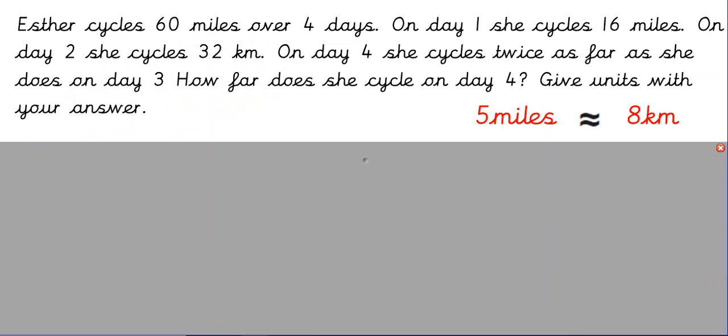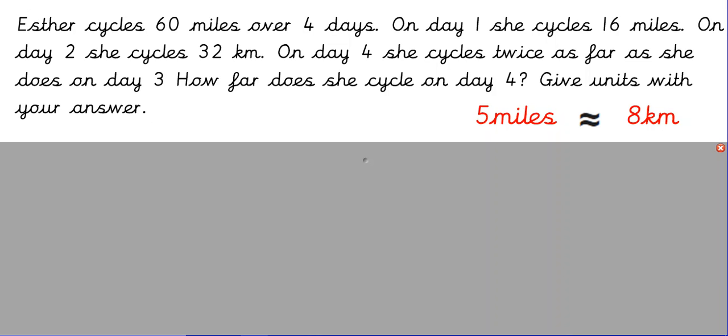So this is our last question now for today. So let's have a look at it. This one again is slightly trickier, and I'll give you a clue that you probably could use a bar model to help you here. So Esther cycles 60 miles over 4 days. On day 1, she cycles 16 miles. On day 2, she cycles 32 kilometres. On day 4, she cycles twice as far as she does on day 3. How far does she cycle on day 4? Give units with your answer.